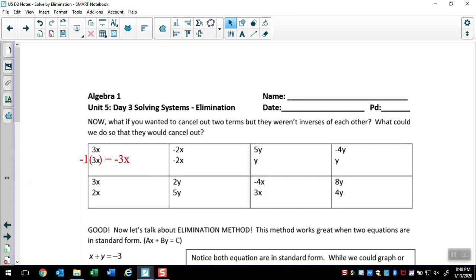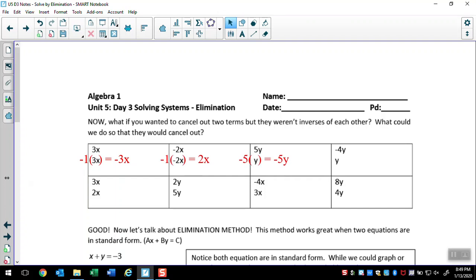I can do the same thing here. I've got a negative 2x and a negative 2x. So to make this the additive inverse, I need to change it to a positive 2x. Again, I can do that by multiplying by negative 1. All right, well, this time I've got a 5y and a 1y. I need to turn this 1y into the additive inverse of this. So the additive inverse of 5y would be negative 5y. So how can I turn a y into negative 5y? Well, I can multiply it by negative 5.